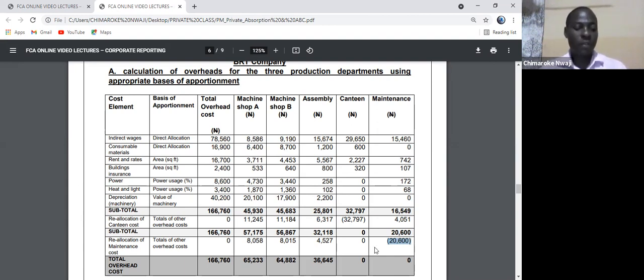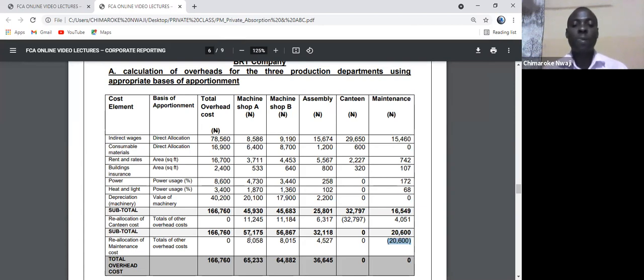You have 57,175 plus all that. The shortcut is to do 166,760 minus that of maintenance, which is 20,600. You will have 146,160. That is the addition of machine A, machine B, and assembly, 146,160.